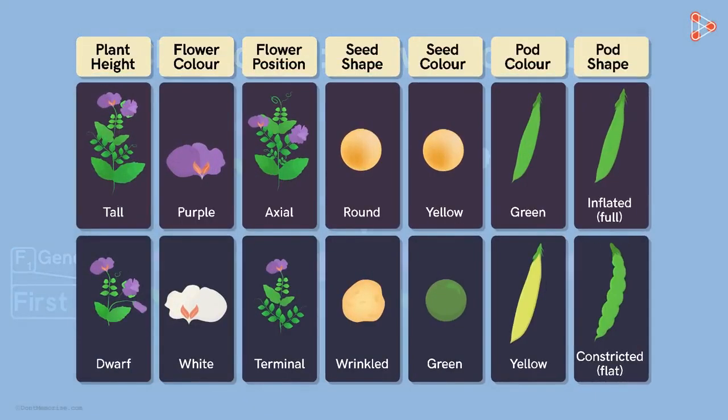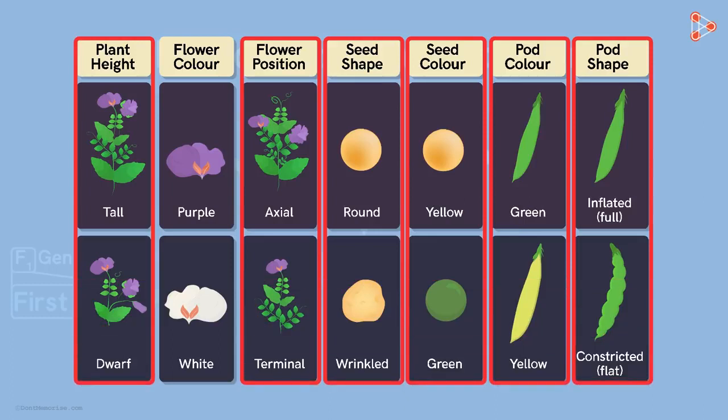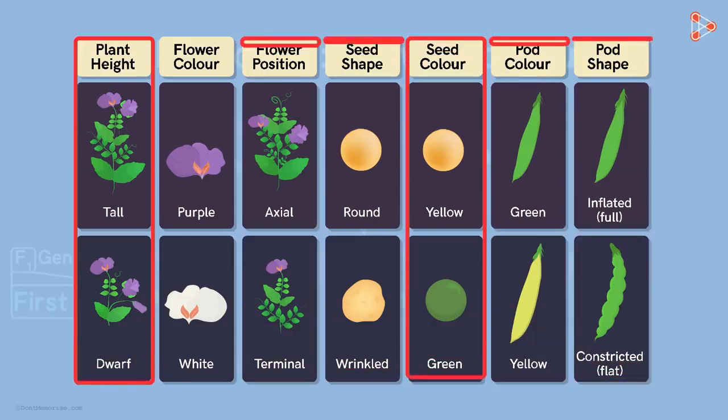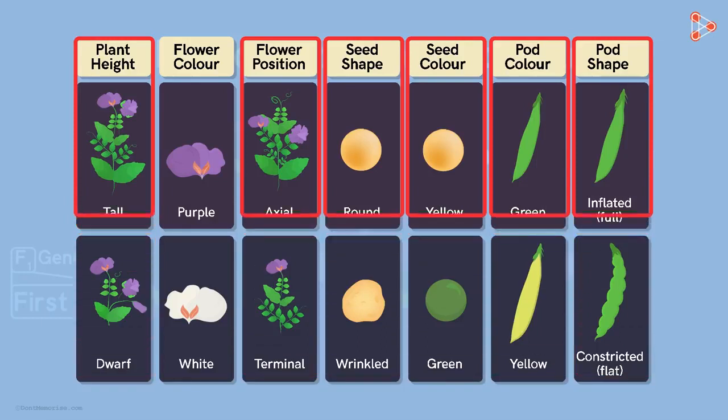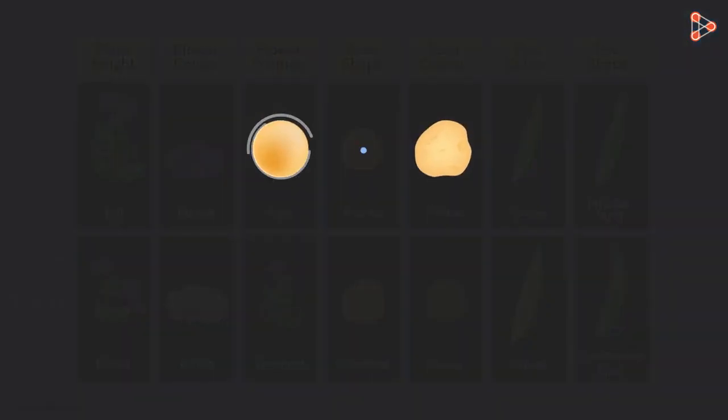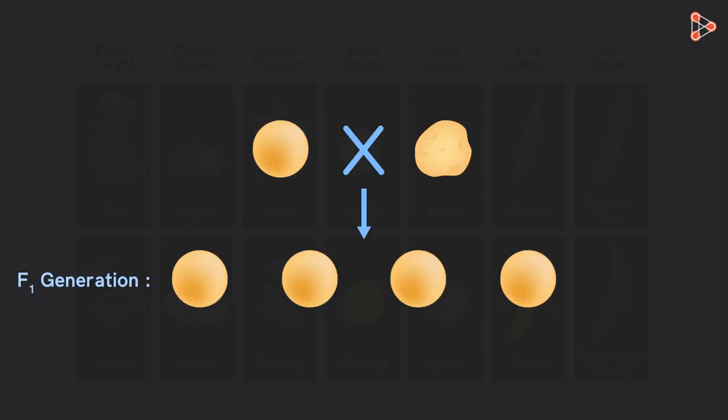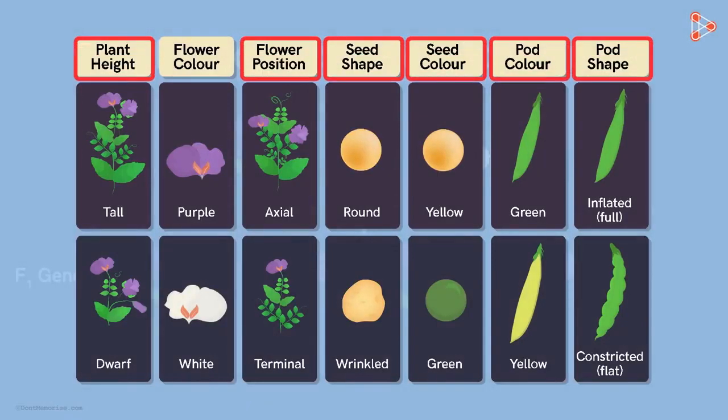Did he cross pea plants having other characters too? Yes, he considered all the other characters like plant height, seed color, and so on. And then he found that only one character is expressed in the F1 generation. For instance, he crossed a pea plant having round seeds with the one having wrinkled seeds. In the F1 generation, he obtained all the plants having only round seeds. It implied that the offspring are similar to only one of the parents and do not have any resemblance with the other. And this was seen for all the characters.